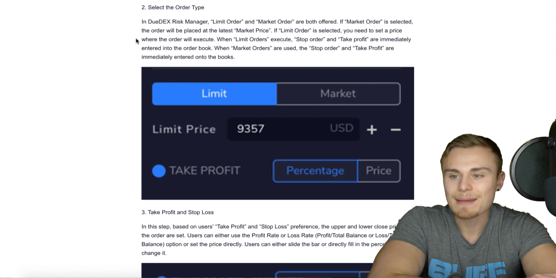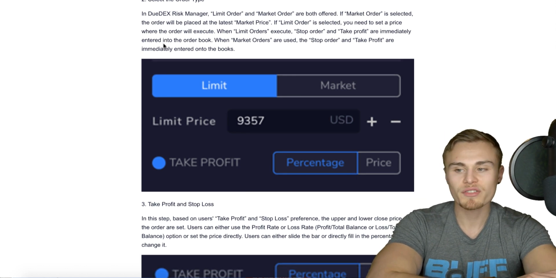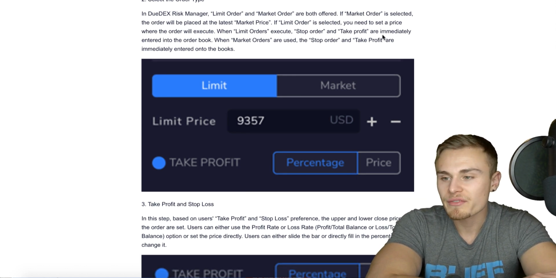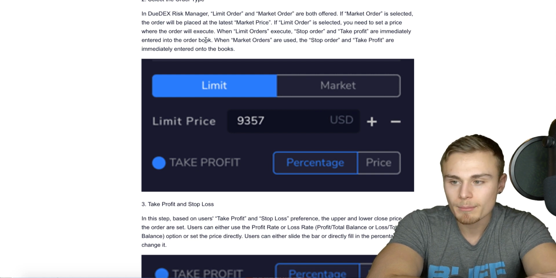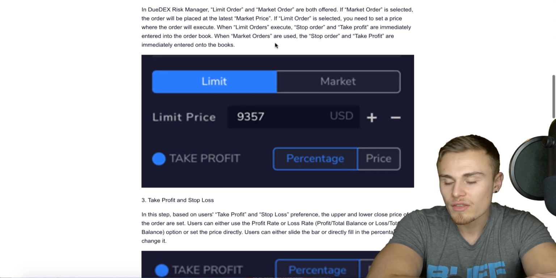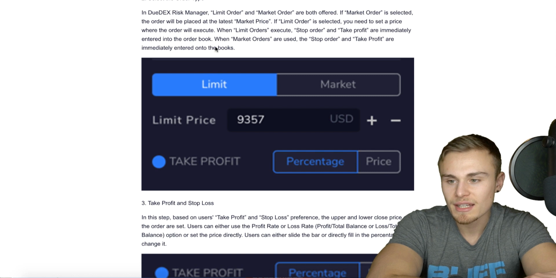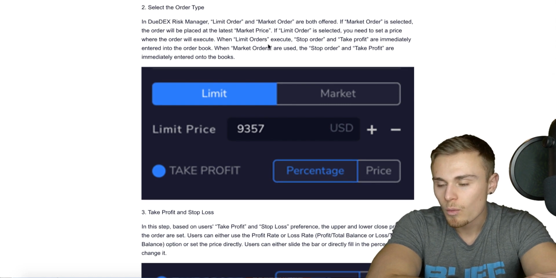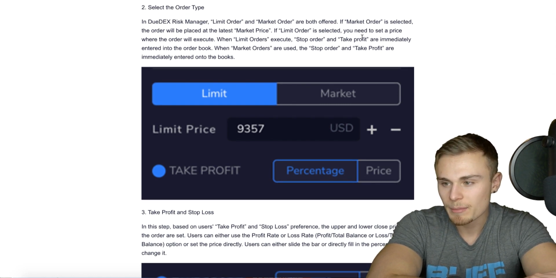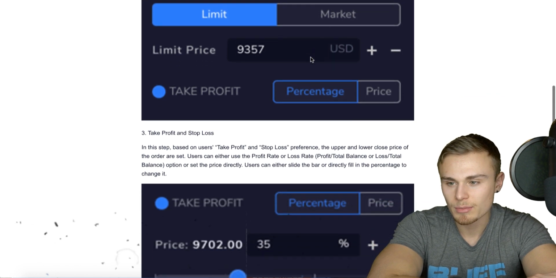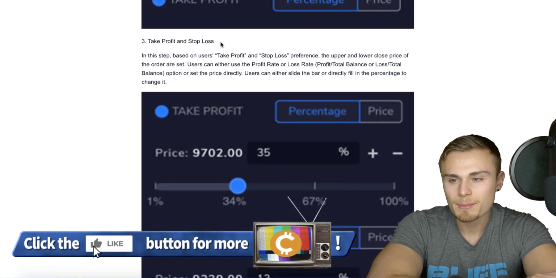So you need to set a price where the order will execute. When limit orders execute, the stop order and take profit are immediately entered into the order book. When market orders are used, the stop order and take profit are also immediately entered onto the book. So very interesting. So, take profit and stop loss.